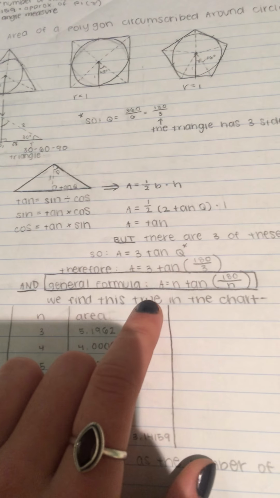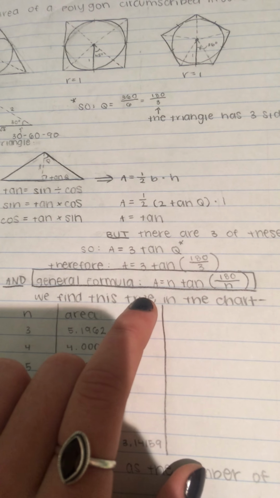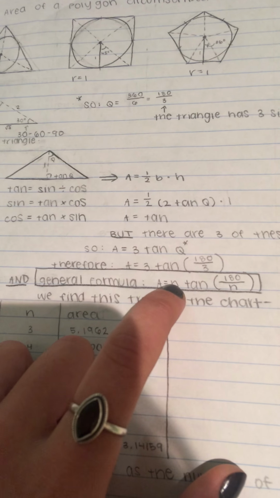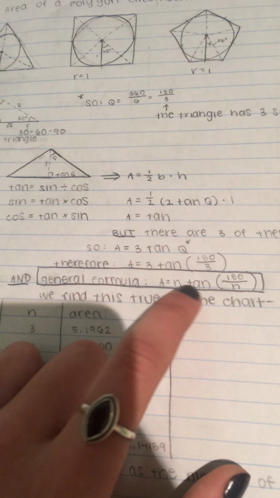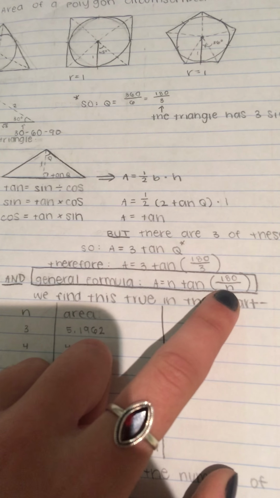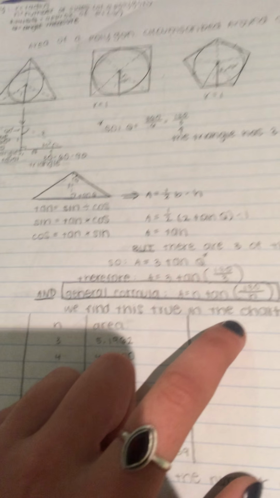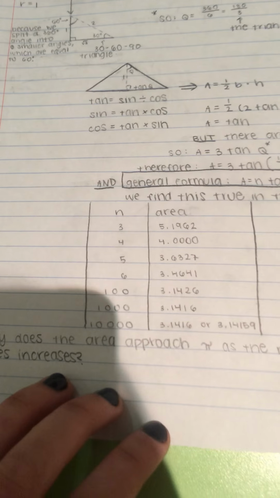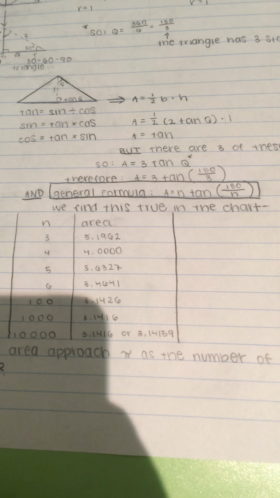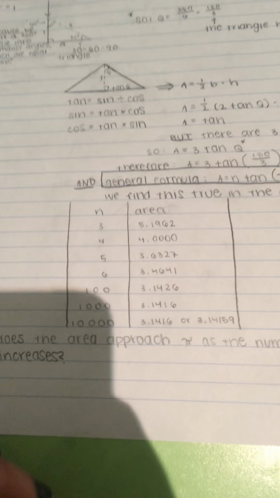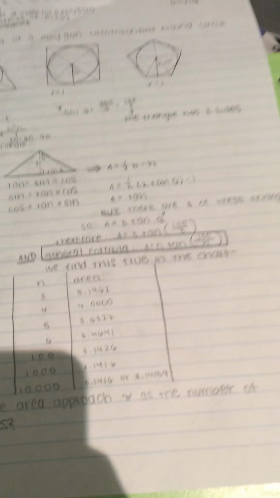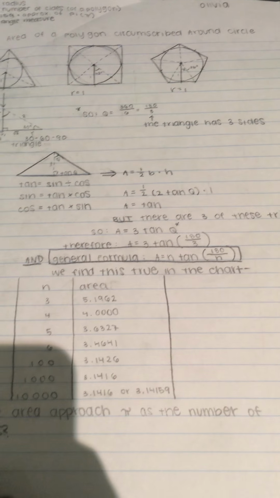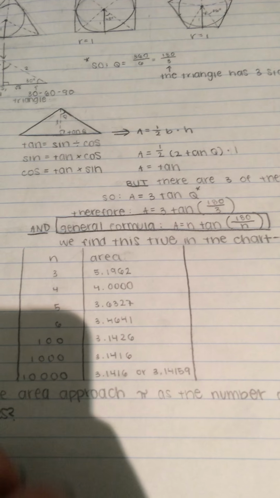So I wrote a formula for this, just thinking of a pattern, that A could equal n, which is the number of sides, times tangent of 180 divided by n. And then I tried it out with a couple of these other polygons and found that actually this was true. So we can use this rule to find the area of a polygon circumscribed around a circle. This is a general rule that you can always use.